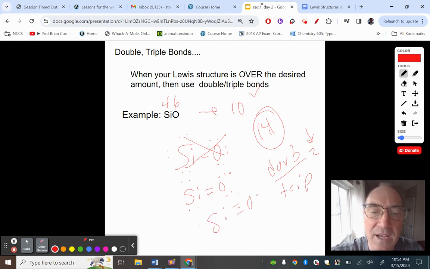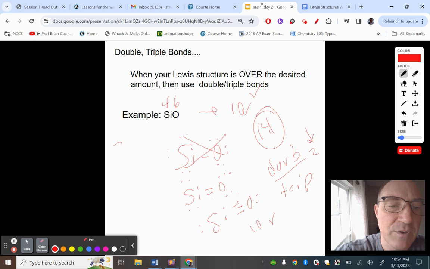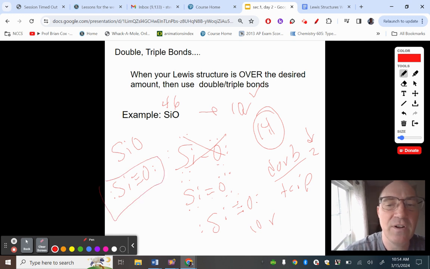And now I can only put 2 unshared pairs around it because look, we have 1, 2, 3, 4. So that's 8 electrons. And if we count this, 2, 4, 6, 8, 10, we have our magic number. And so when I draw this out, I'm going to draw it over here. It's Si with a triple bond and then an unshared pair on there. And that is the correct drawing.